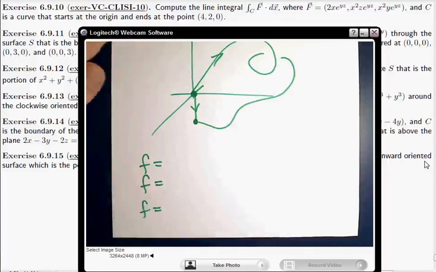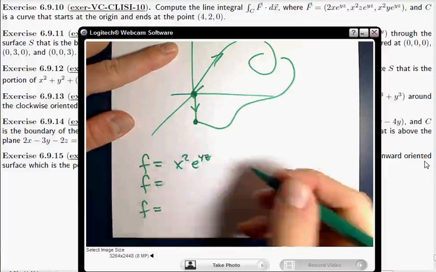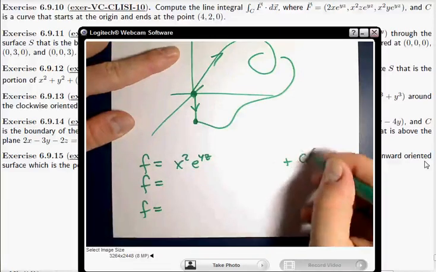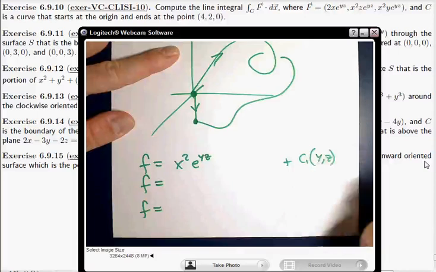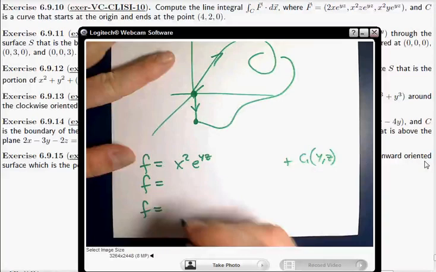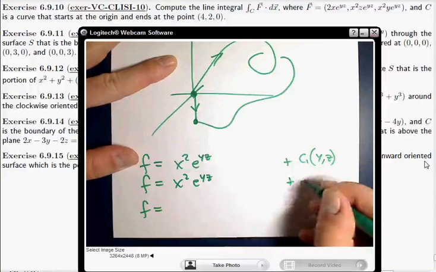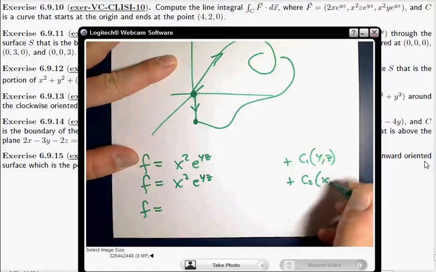It would have to be, first of all, I take the x anti-partial of that first term, and that's going to be x squared e to the yz, possibly plus some function of y and z. Okay, now it's also got to equal the y anti-partial of that second term, and the y anti-partial is x squared e to the yz. So how about that? That's cool. Now, again, plus possibly some function of x and z.